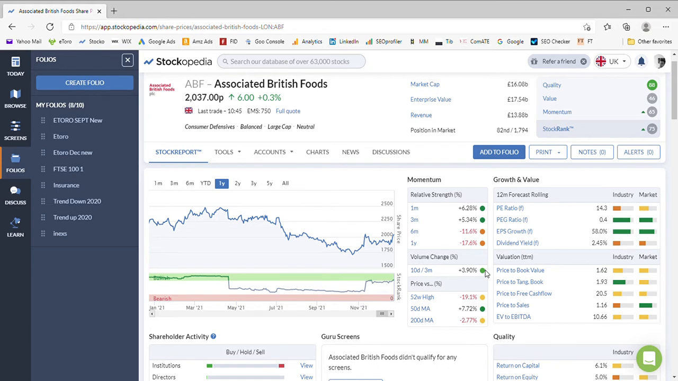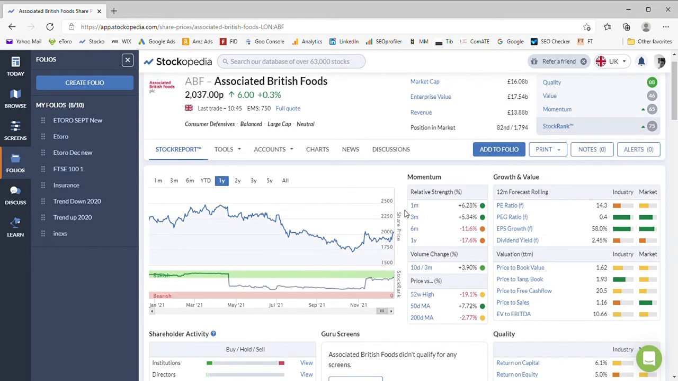Today we're going to look at the share price forecast of Associated British Foods. Associated British Foods are effectively, unsurprisingly, in the food industry, supplying ingredients, sugar and various other products to all sorts of businesses throughout the country and throughout the wider market as well.